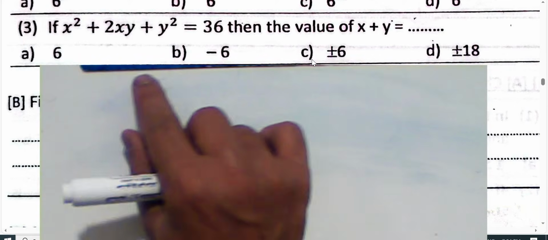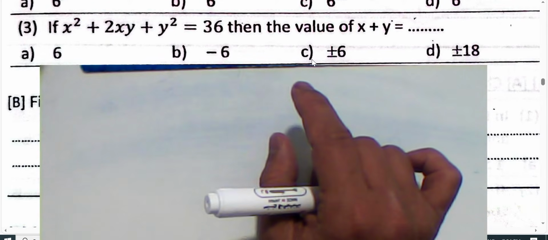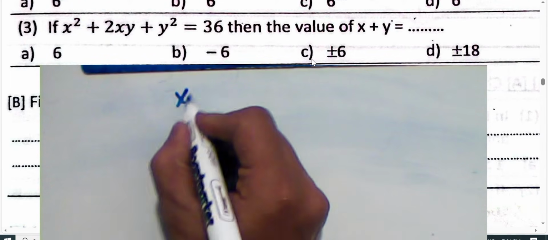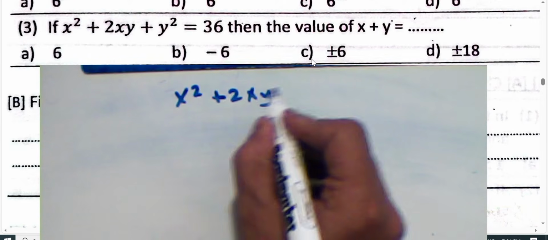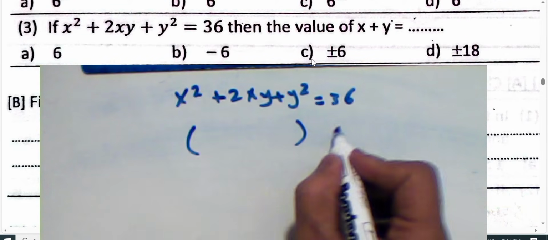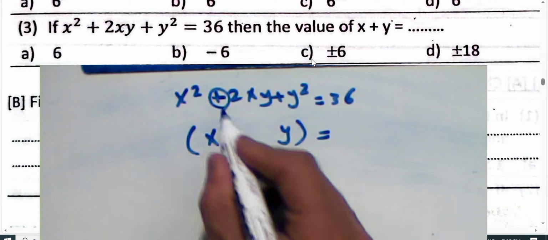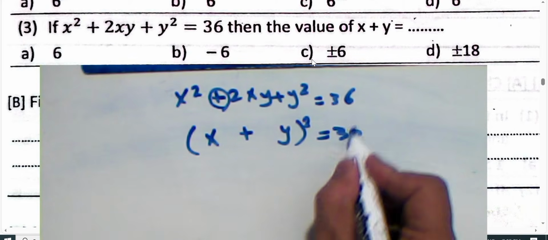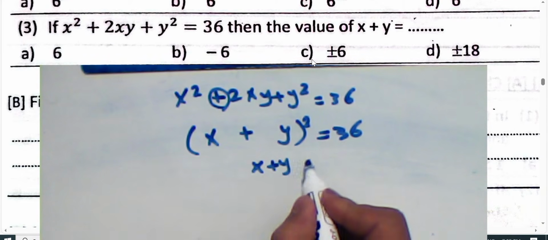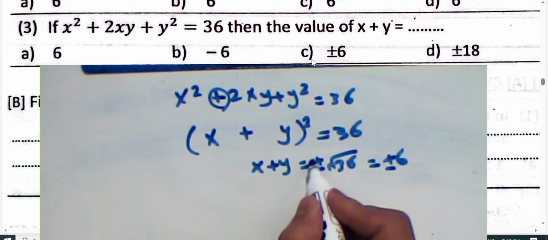If x power 2 plus 2xy plus y power 2 equals 36, then find the value of x plus y. We have x power 2 plus 2xy plus y power 2 equals 36. We have a perfect square here: x, the square root of the first and the third, and I'll write the sign in the middle. All power 2 equals 36. Then x plus y equals positive or negative square root of 36, equals positive or negative 6. The answer here will be positive or negative 6.